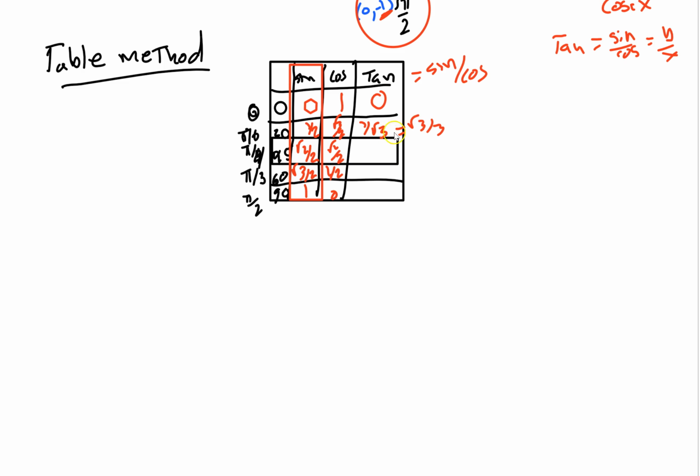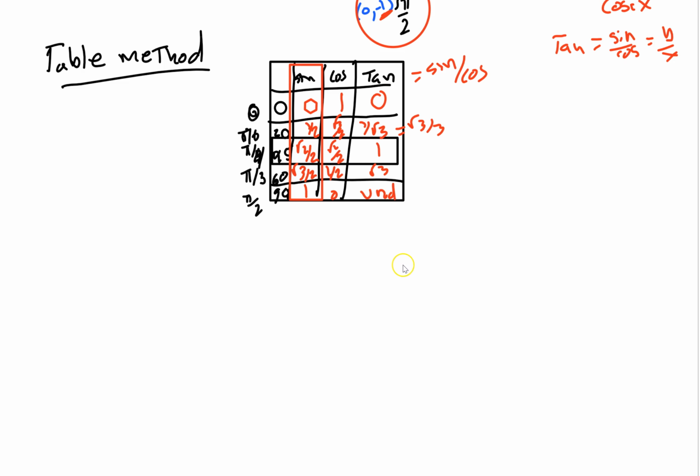Either way is fine, especially in IB. Rad 2 over rad 2 is just 1. Rad 3 over 2 over 1/2 is just rad 3, again the 2's cancel out. And then 1 over 0 you can't do. You can't divide by 0. It's undefined. And that's the table.